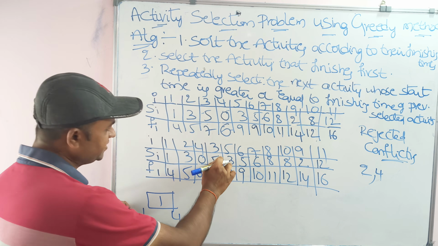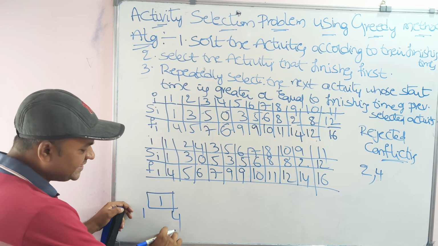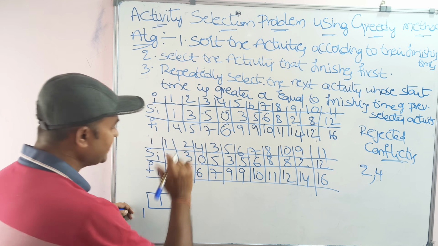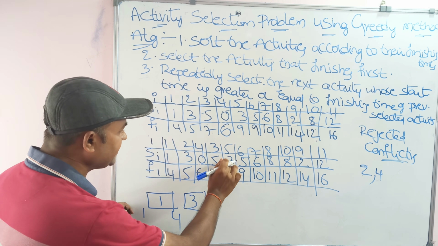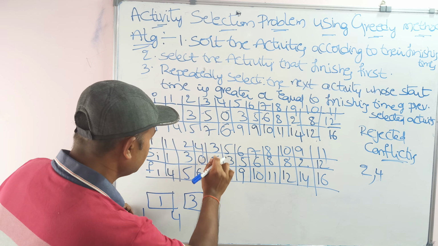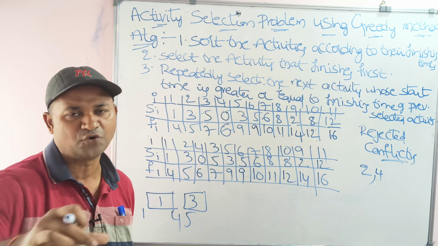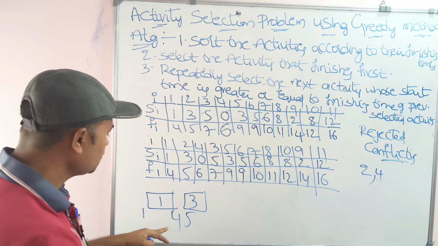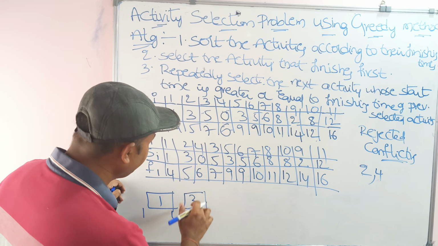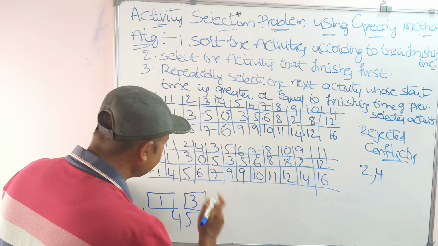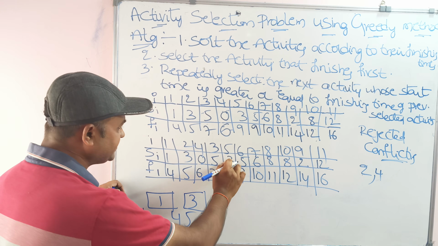Next, third activity, starting time is 5. So 5 is greater than the 4. So we can execute the third activity. But here what is the starting time? Starting time is 5. So between 4 to 5, it is free slot. So 4 to 5 slot is free. So 4 to 5, there is no classwork. The classwork is leisure, free. So 5 to, what is the finishing time? 7.